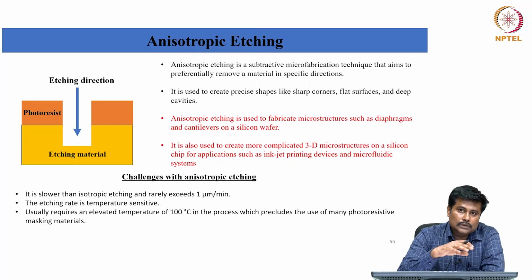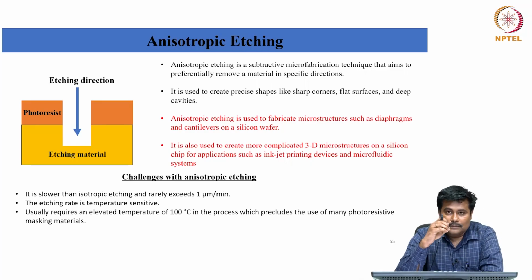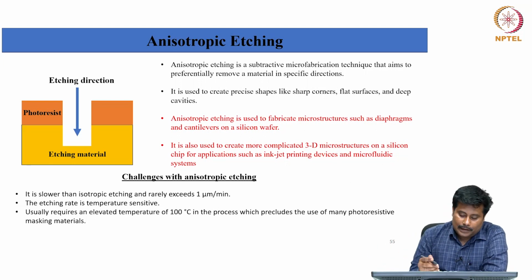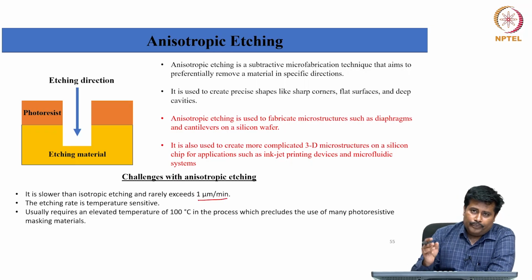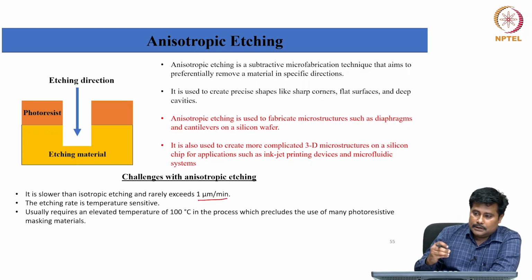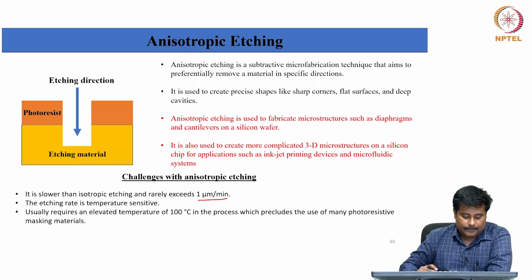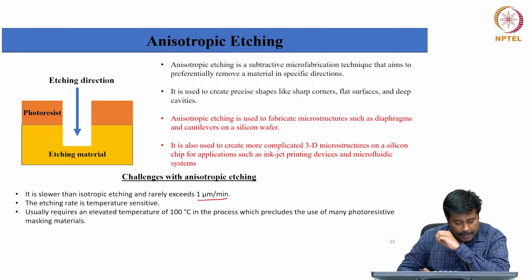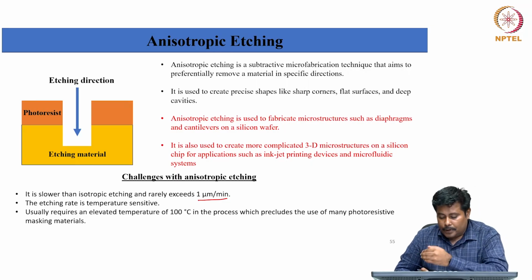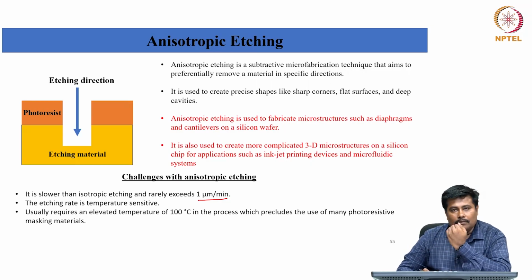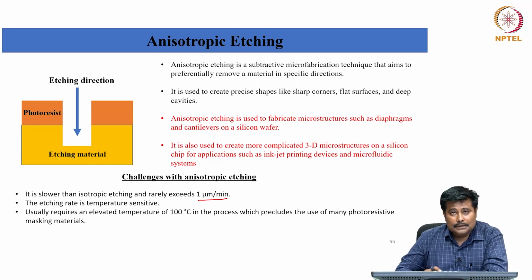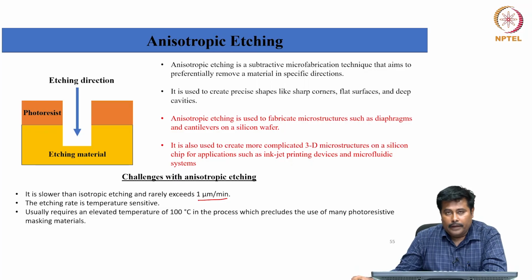Now, when we closely observe the key challenges with anisotropic etching, it is slower than isotropic etching and rarely exceeds 1 micrometer per minute. It is a stage by stage process for etching the surface in a particular direction, and the etching rate is highly temperature sensitive, usually requiring an elevated temperature of 100 degrees Celsius, which precludes the use of many photoresistive masking materials. This is one of the major challenges of anisotropic etching.